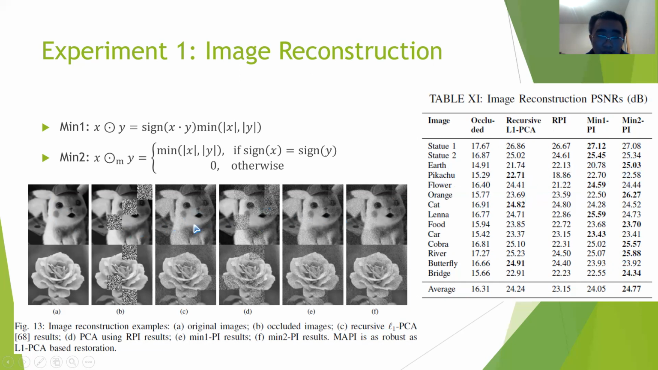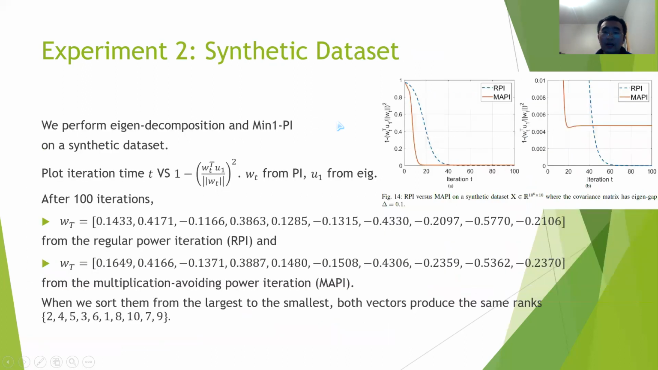And also the C, E, F, these three methods all hold the L1 norm, and the D holds the L2 norm. So that's why these three are significantly better than the D. Now let's talk about our second experiment. In this experiment, we will do the power iteration on a synthetic data set.